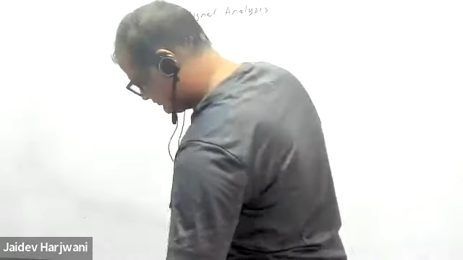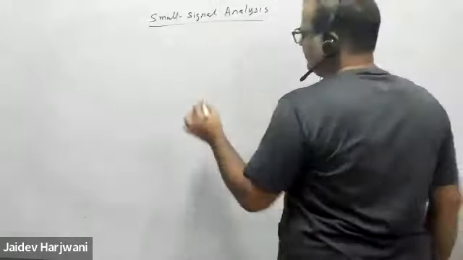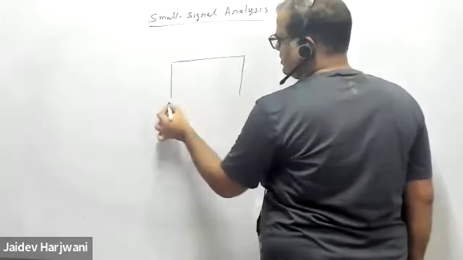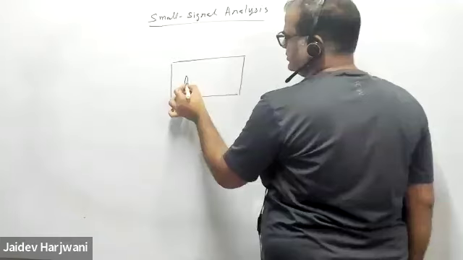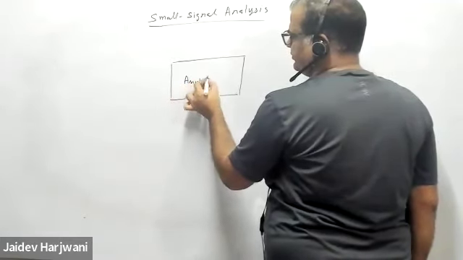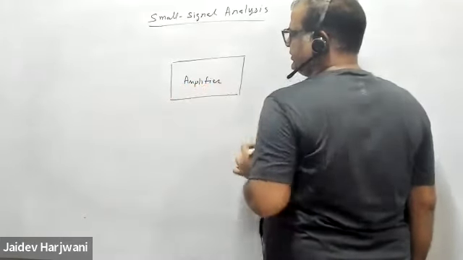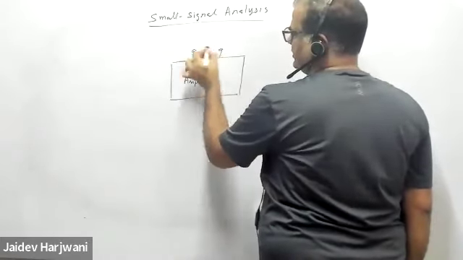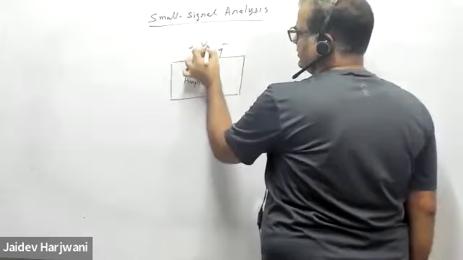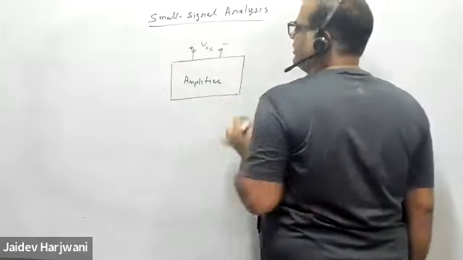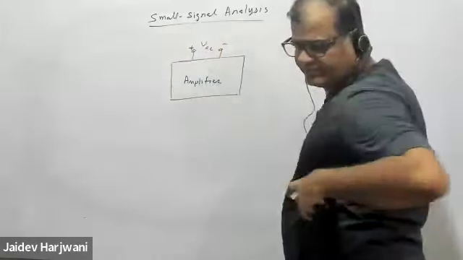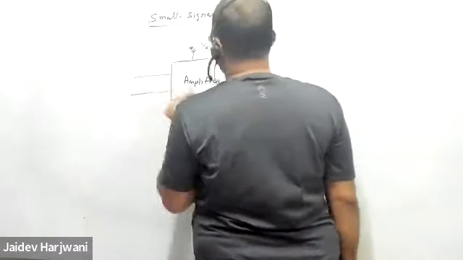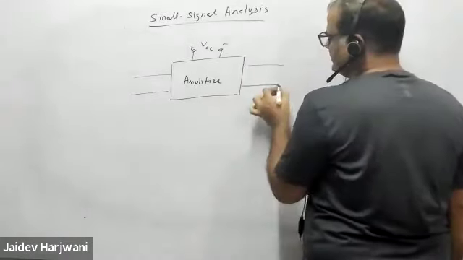Analysis means you have an amplifier, and you're applying some VCC here. Of course, gain cannot be greater than your biasing. And then you have input terminals and output terminals.